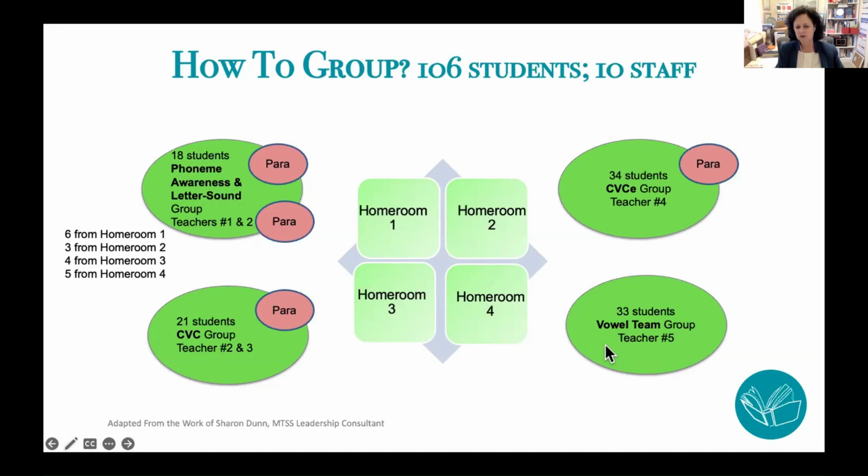I think it was, yeah, down here bottom right, these students were all ready to move on from CVC, CVCE even, to work on vowel teams. So the range of skills across this first grade was vast. And these students were assigned to 4 different homerooms, heterogeneous grouping for homerooms.